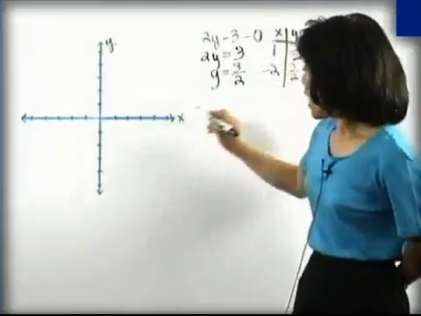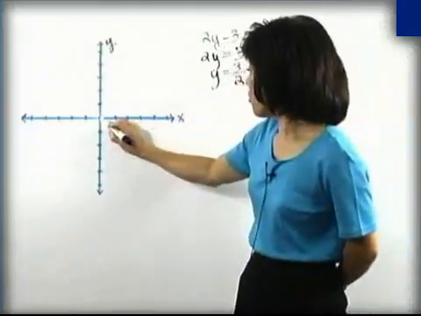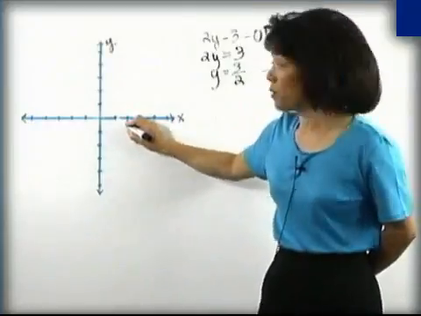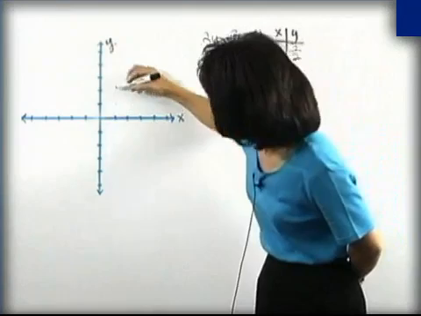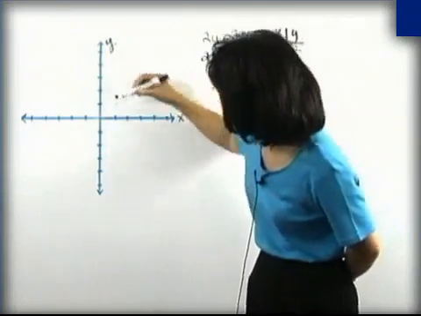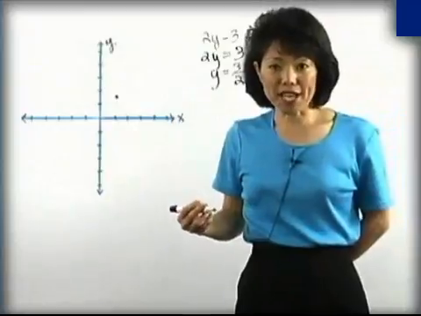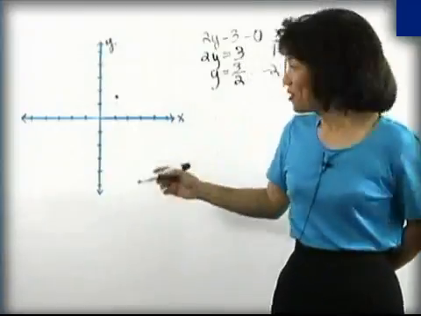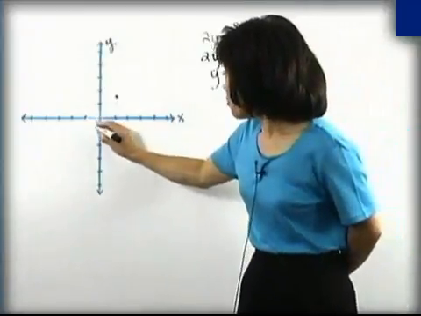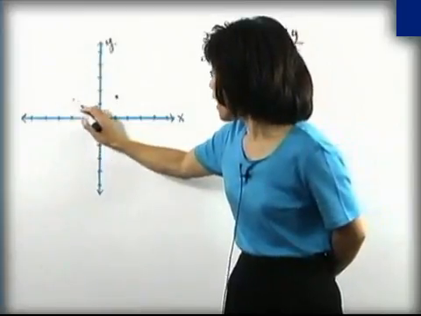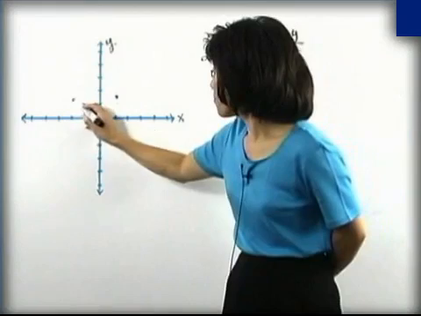1, 3/2 means I start at 0, 0, go over 1, go up 3/2, which is 1 1/2. So 1 1/2. There it is. Let's try our second point. -2, 3/2. Again, starting at the origin. -2, 1, 2, going up 1 1/2, and there we have it again.